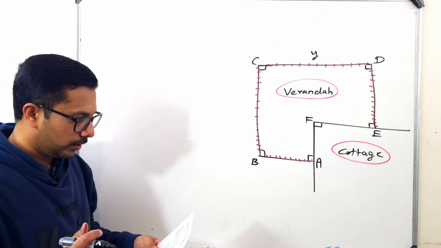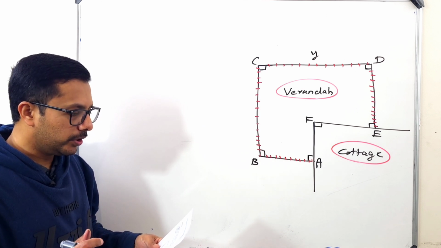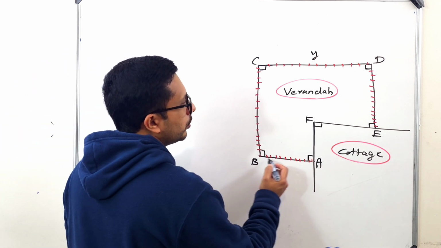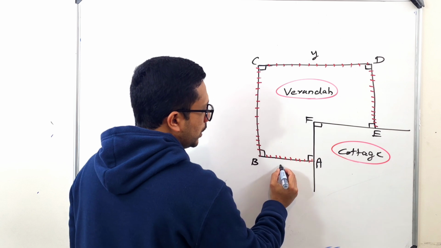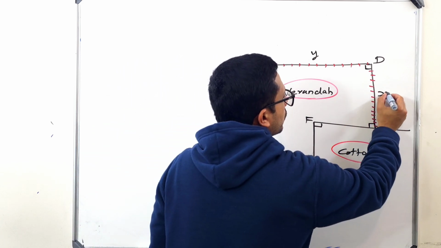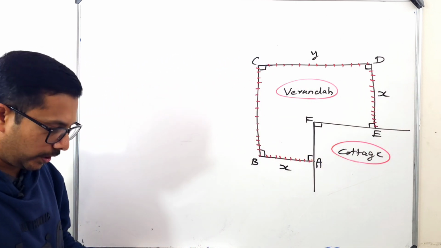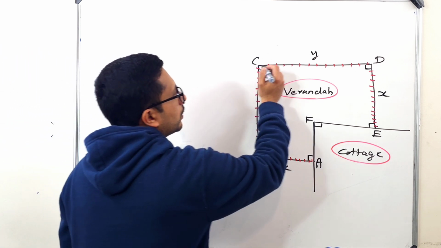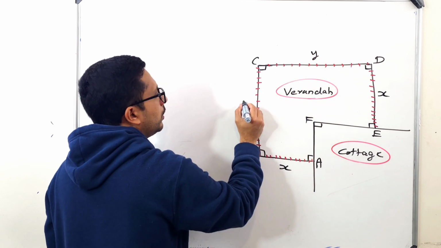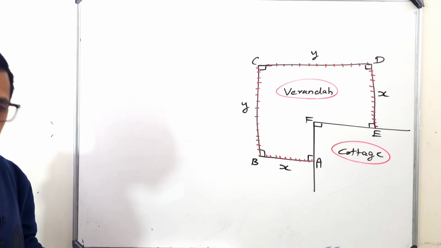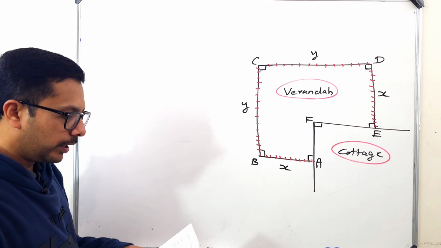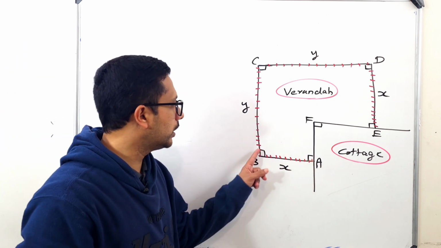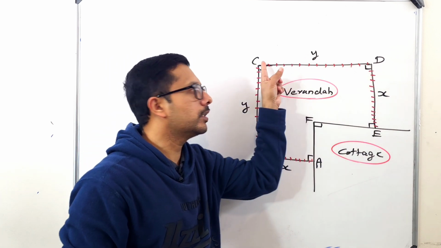Now it is given that AB is equal to DE is equal to X. So this length is X, this is also X. Then BC is equal to CD is equal to Y. That means this one is Y, this is also Y. And the length of the railing must be 30 meters. So the total length of this railing must be 30 meters.